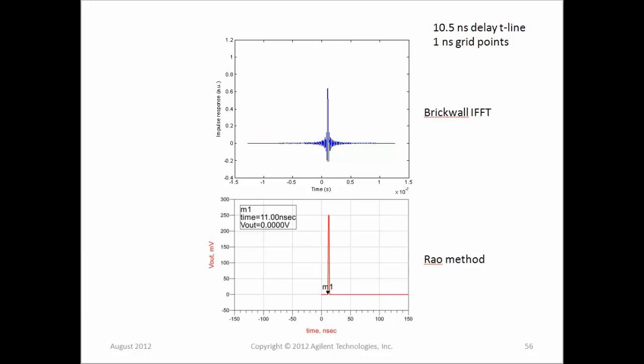And here's a comparison of the results of applying the method. If I take a lossless delay line, 1 nanosecond grid points, and do this kind of brick wall IFFT, I get this Nyquist limited pulse, but with all this ringing because of the violation of Kramers-Kronig and the violation of causality. With the Rao method, I get a Nyquist limited pulse with no ringing and no pre-effect, no delay causal response. The voltage at 11 nanoseconds is exactly 0.